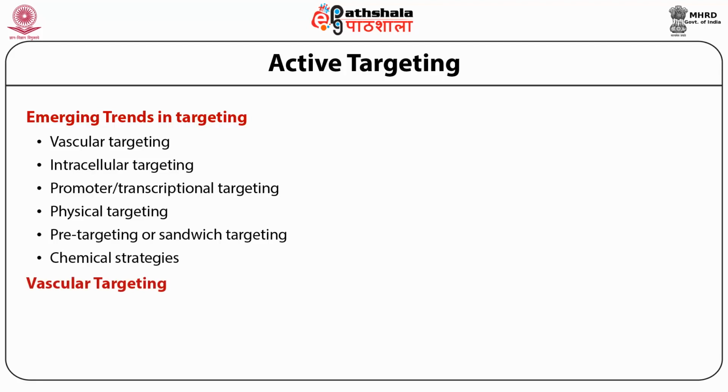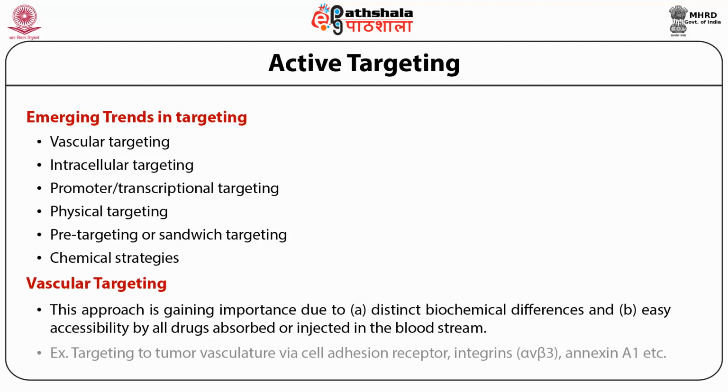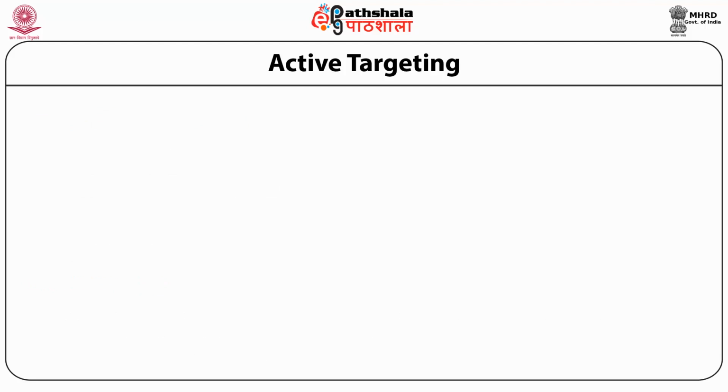In the vascular targeting, it is important because of distinct biochemical differences and easy accessibility by all drugs absorbed or injected in the bloodstream. We mean here by distinct biochemical differences those within the vasculature. Vasculature has some specific structure as well as presence of some specific molecules. For example, you can target the tumor vasculature via cell adhesion receptor and integrins or some antigens.